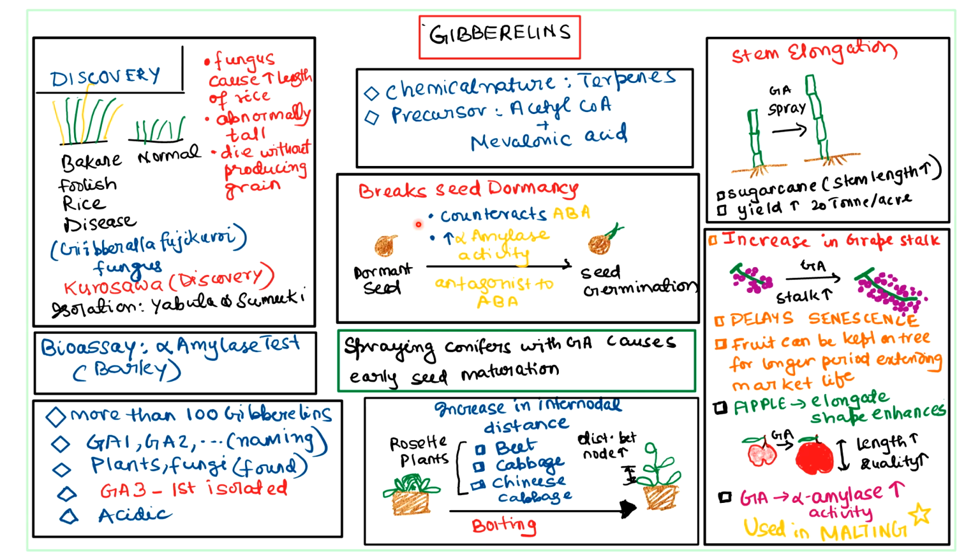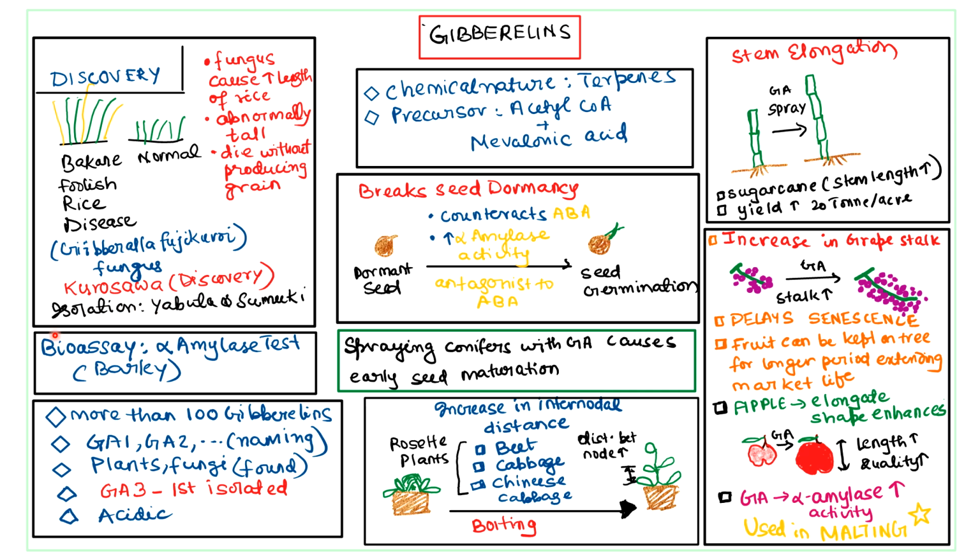So this is your dormant seed. Now we want it to be germinated. What should we spray? We should spray gibberellic acid. What does this gibberellic acid do? It increases the alpha amylase activity, and this increase in alpha amylase activity helps in the process of germination. Now there's another plant hormone, abscisic acid, which prevents the seed from germinating. So gibberellic acid and abscisic acid are antagonists to each other. So we saw that the main function of gibberellins is that it helps in breaking the seed dormancy.